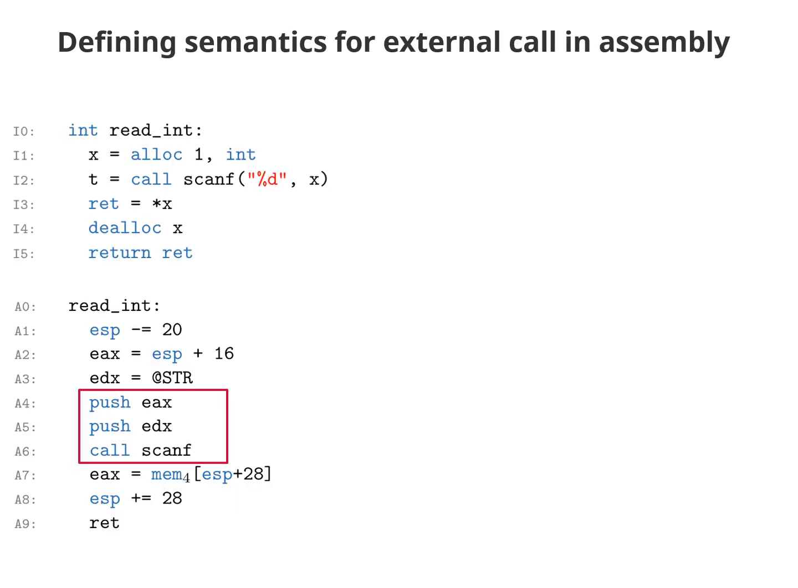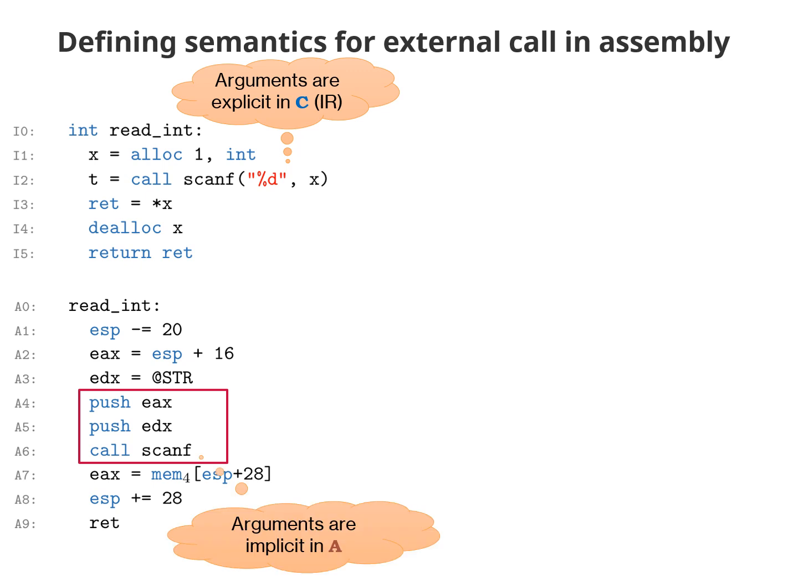We return to our example. Look at the procedure call in assembly. First, we see that the arguments of scanf are explicit in the IR call instruction but implicit in the assembly. Figuring out the arguments to a procedure call in assembly can thus be tricky in general. Next, we see that scanf is passed a stack address of X as argument in assembly.